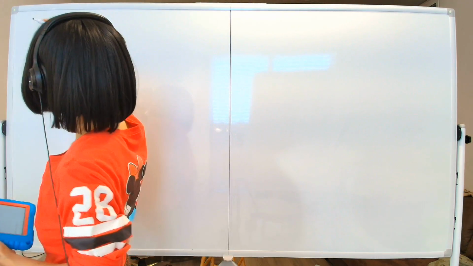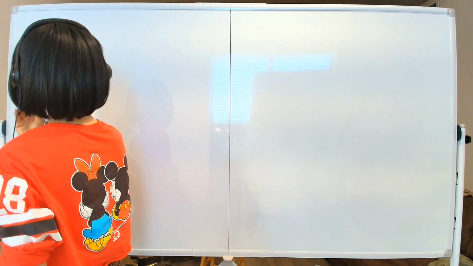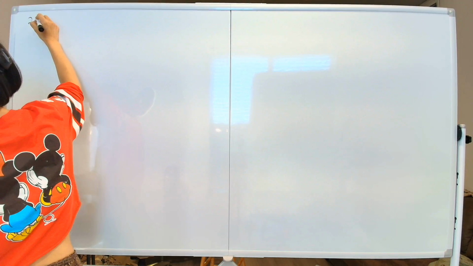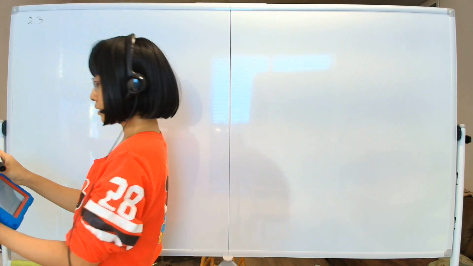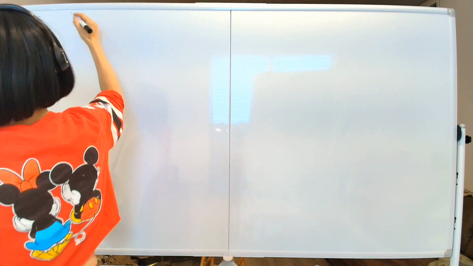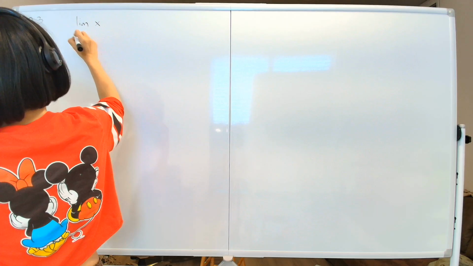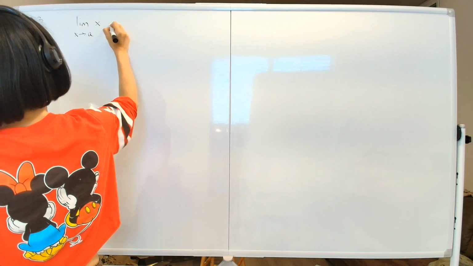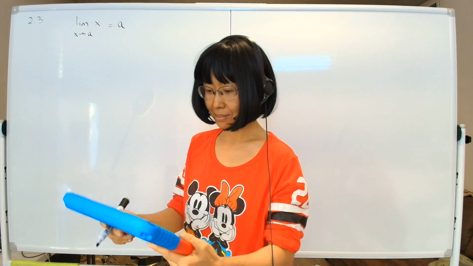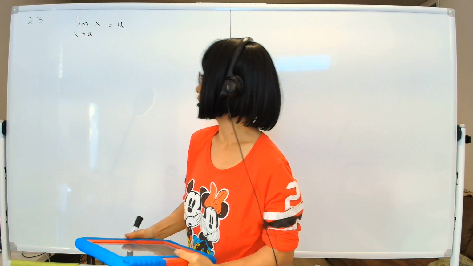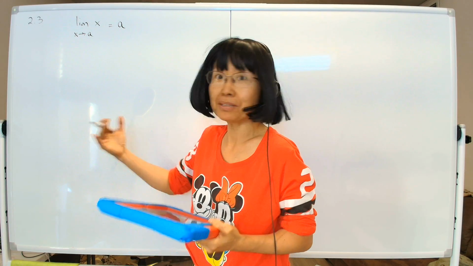So this is section 2.3, which is limit laws. Theorem 2.4 states the limit of x as x approaches a simply equals a. Well, that seems obvious, right? What else would it be? I just said x approaches a. If x approaches a, the limit is a.